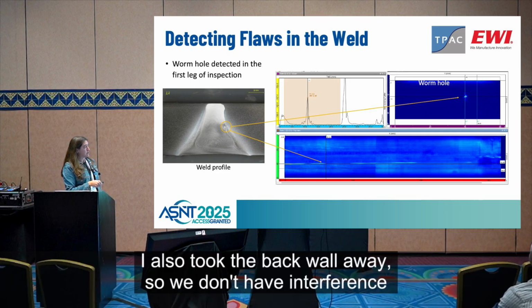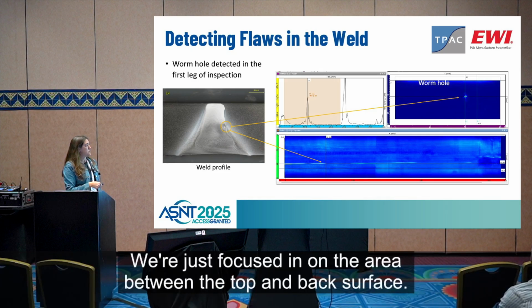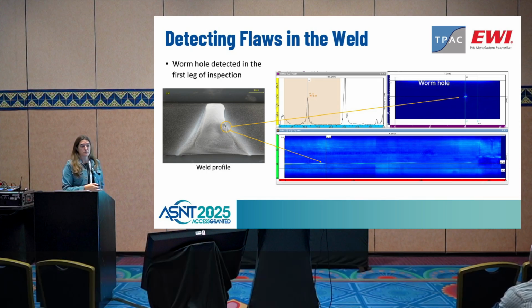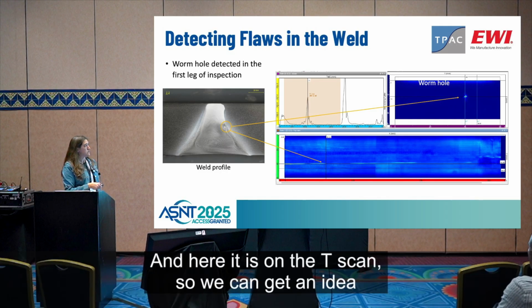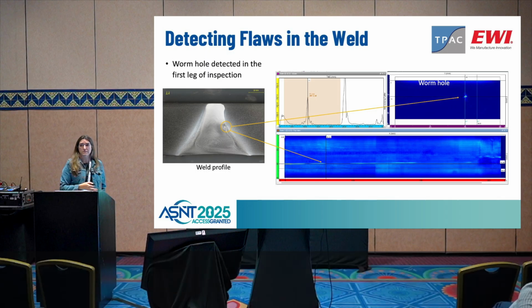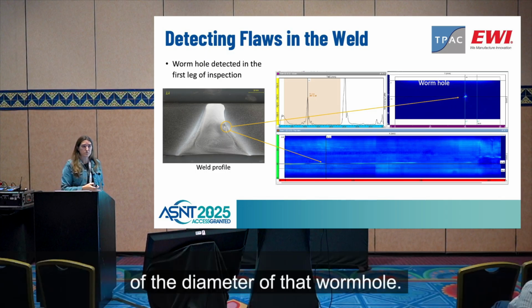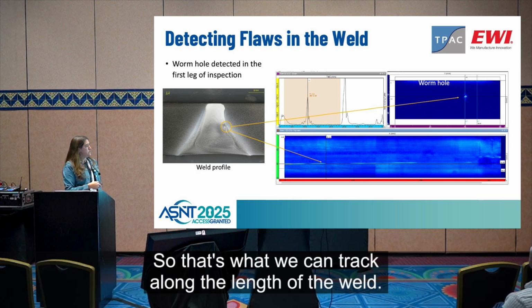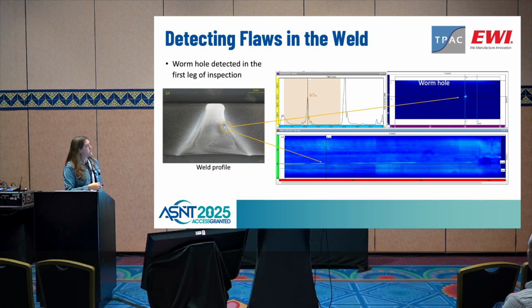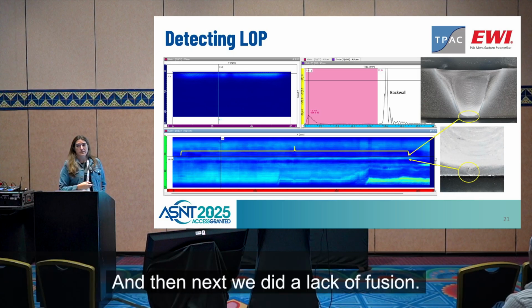I also took the back wall away, so we don't have interference with the back wall. We're just focused in on the area between the top and back surface. So we're getting a really good signal from that wormhole. And here it is on the T-scan. So we can get an idea of the diameter of that wormhole. We're not scattering too much off of that. So that's what we can track along the length of the weld. And then next we did a lack of fusion.